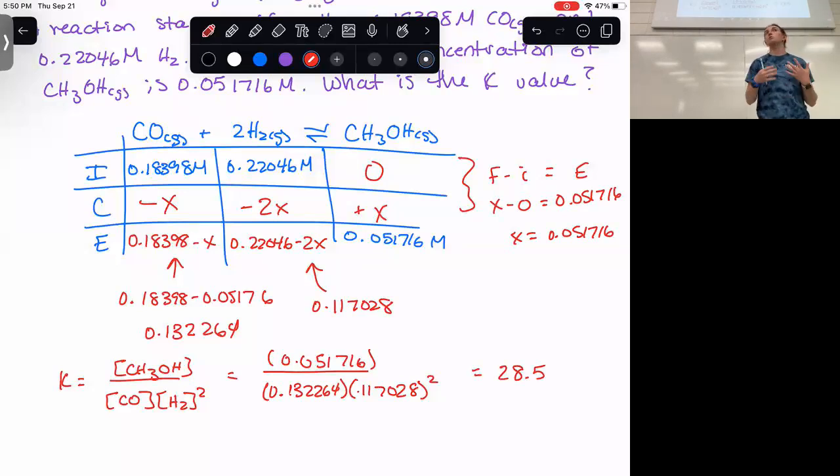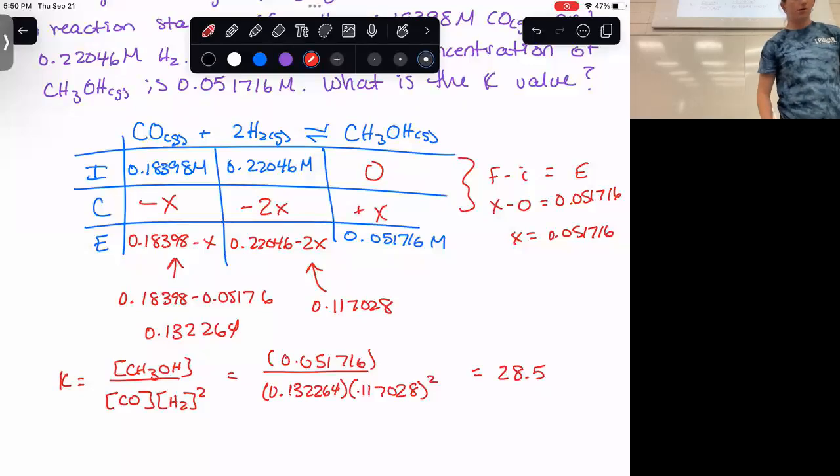Okay, and there will be times where you don't know what the equilibrium concentration is of that product. Then you have to solve for X by plugging it into K, and you'll be given a K value. But y'all have not talked about that yet. Feeling better about K? Yes, okay.